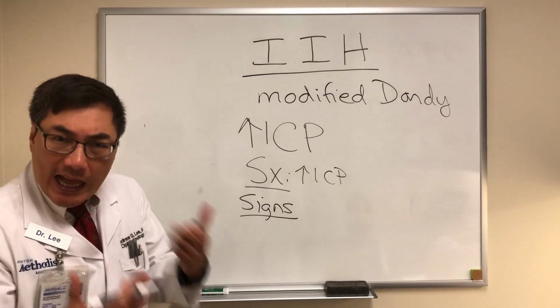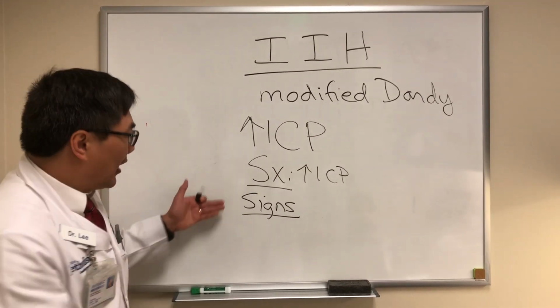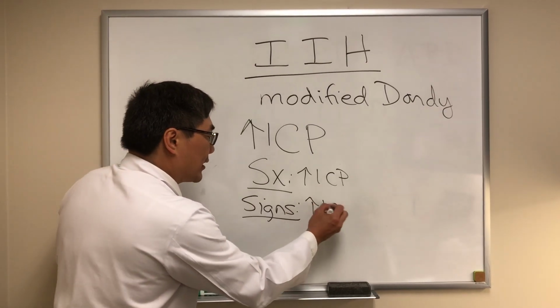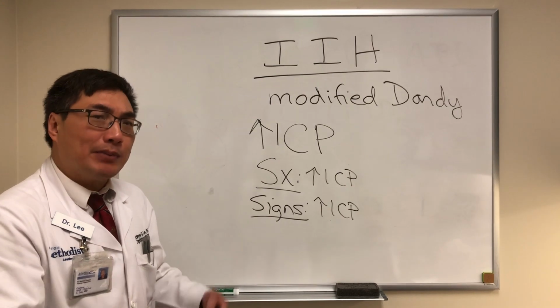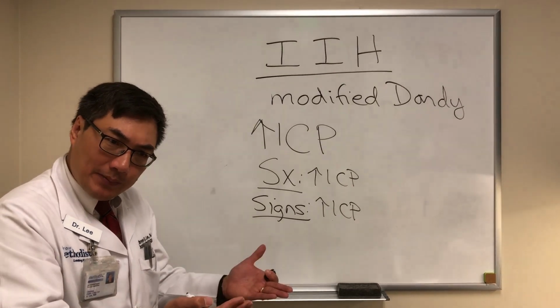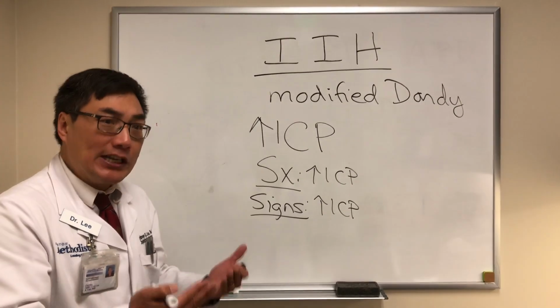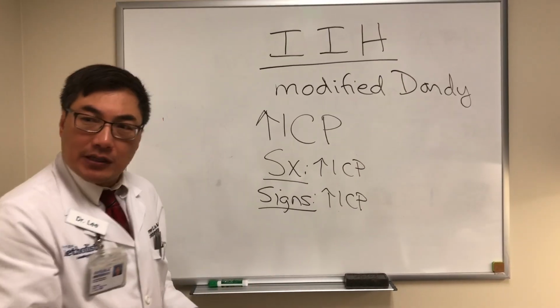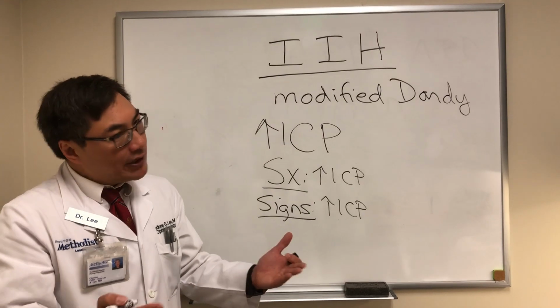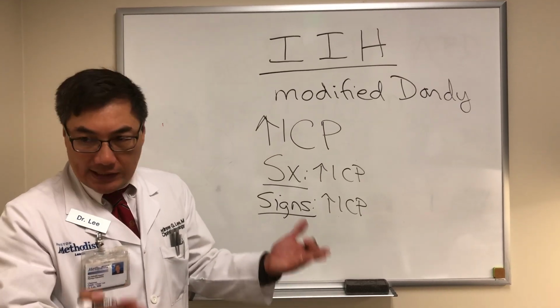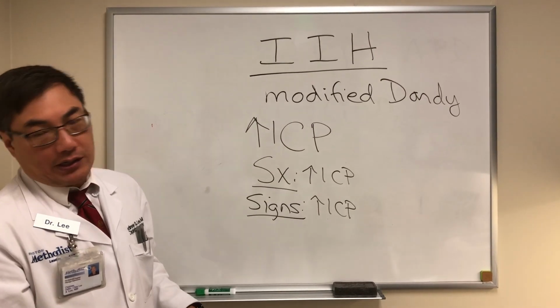You can only have signs, what we see, of increased intracranial pressure, and those signs are visual loss, big blind spot on the visual field from the papilledema, or a 6th nerve palsy as a non-localizing sign of increased intracranial pressure, and papilledema. Rarely you can have a 7th, but really you're not allowed to have anything else as a sign, only signs of increased intracranial pressure.